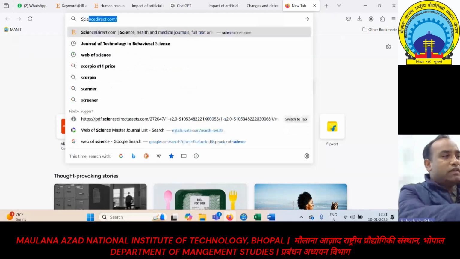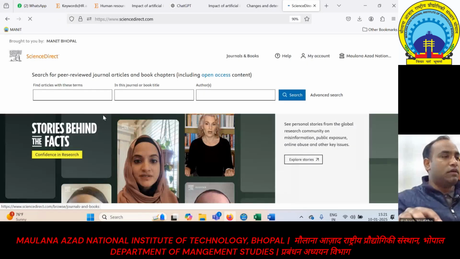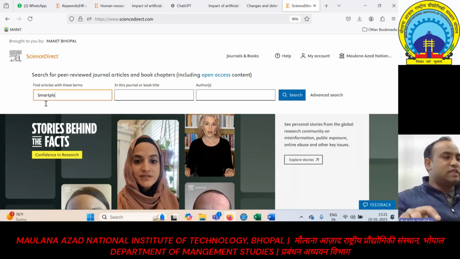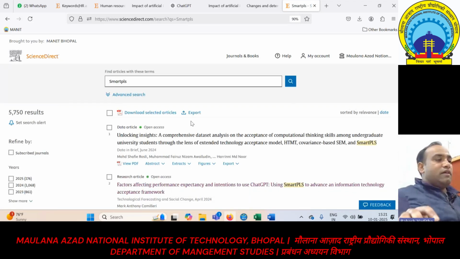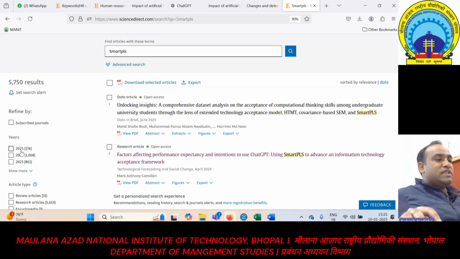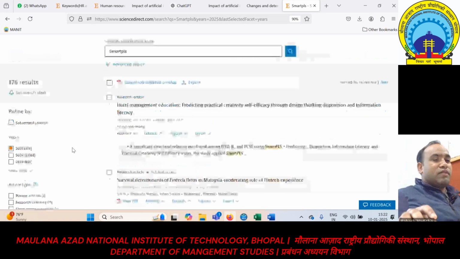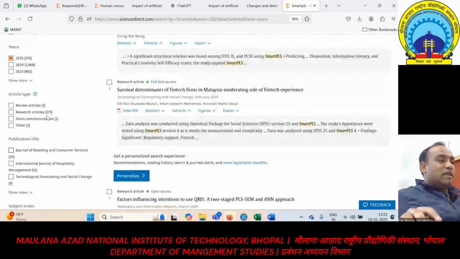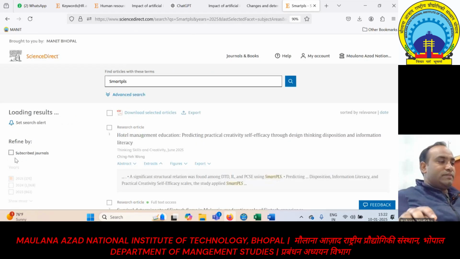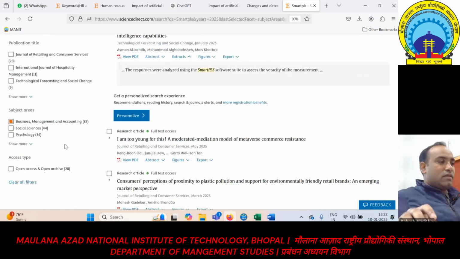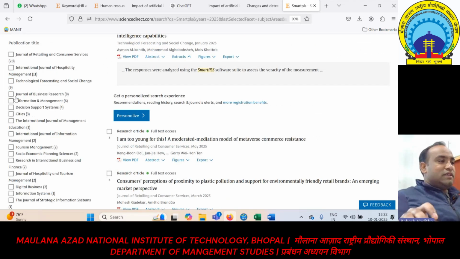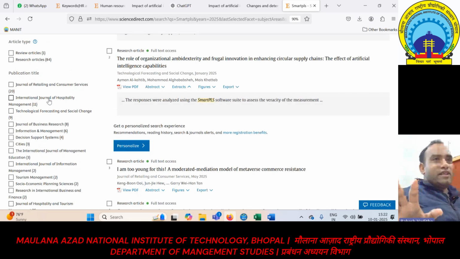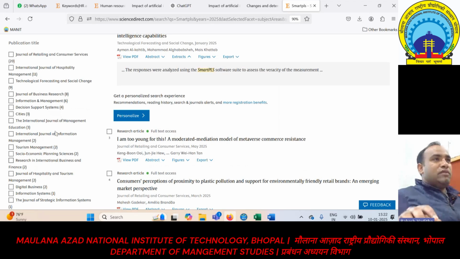Here you can open Science Direct. We will see up to this year how many SmartPLS papers were published. In 2025, 176 SmartPLS papers were published within 10 days, limiting to business studies. These are the journals publishing on SmartPLS. If your manuscript is related to SmartPLS, try to submit in these journals only.